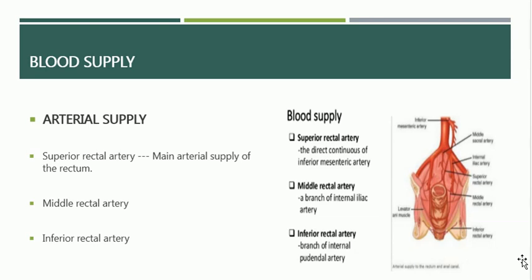Now, what is the superior rectal artery? It is the direct continuation of the inferior mesenteric artery. Here you can see this is the inferior mesenteric artery. It is here continuing as the superior rectal artery. You can see that. This is the continuation of the inferior mesenteric artery. This is the main arterial supply of the rectum.